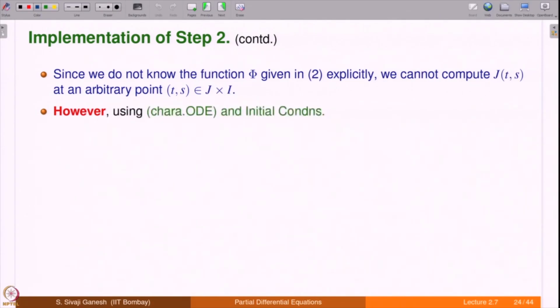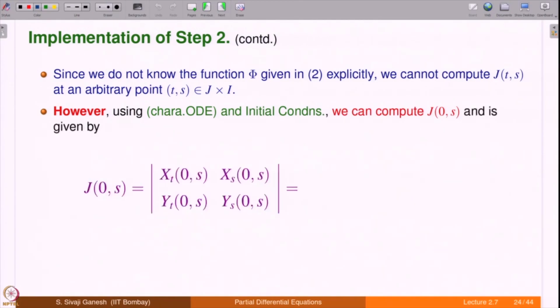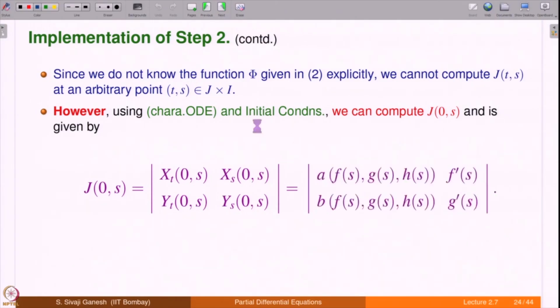However, using the characteristic ODE and initial conditions, because initial conditions for the characteristic ODE are given at t equal to 0, therefore, something can be done. We can compute J(0,s), and that is given by this. xt, yt are solving ODEs. So, from there you get A, B. x of (0,s) is f(s), therefore, the derivative of that with respect to s is f dash of s. Similarly, y_s is g dash of s.